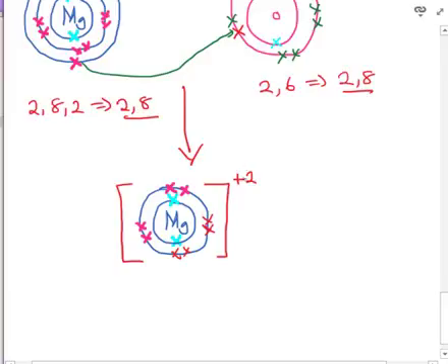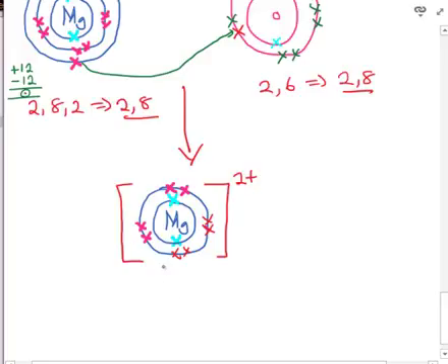But why is this one +2? That's another question. I say +2. I think it's better we say 2+. This is normal convention. 2+. So why is this 2+? Remember, magnesium here has 12 protons and 12 electrons. So everything will be 0 when we add them together.